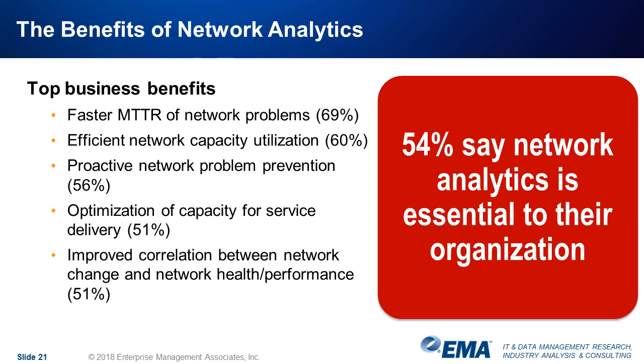Efficient network capacity utilization was number two, and then you see proactive network problem prevention, which is also something people would love to do, since the typical network operations center only detects about 60% of problems before end users are impacted and complain. They'd love to be more proactive about that and get that number into a better area and make their end users happier and their business more productive. And then optimization of capacity for service delivery was achieved by a majority of them, and also improved correlation between network change and network health and performance.